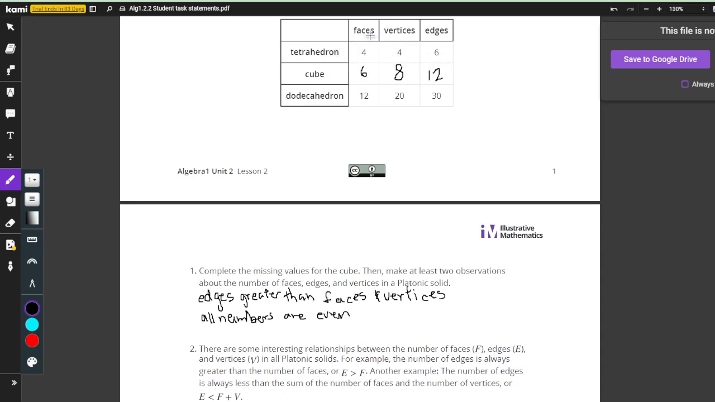We know that faces and edges added up together is bigger than the edges, so we can write that down. Face plus edges is greater than, oops, not face plus edges, face plus vertices. Vertices is greater than the number of edges. Okay, so let's take a look at the next one now.